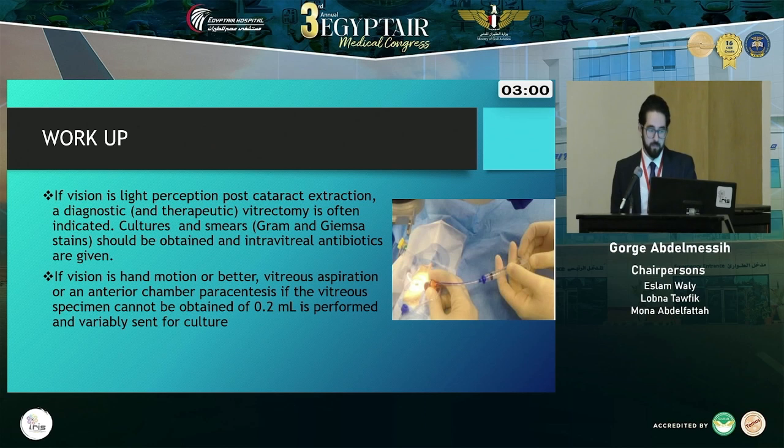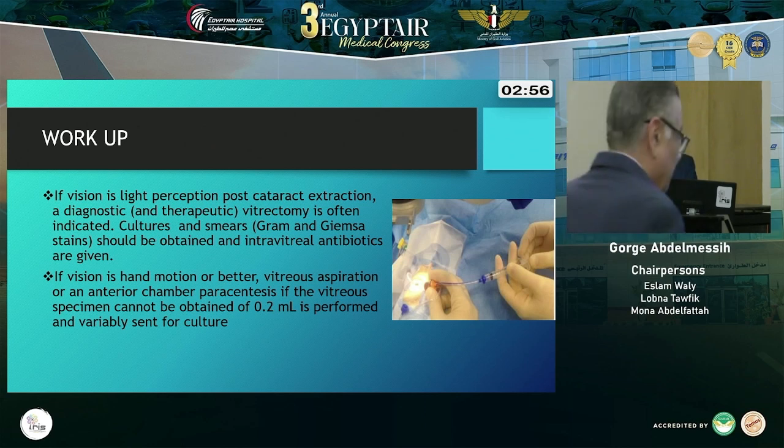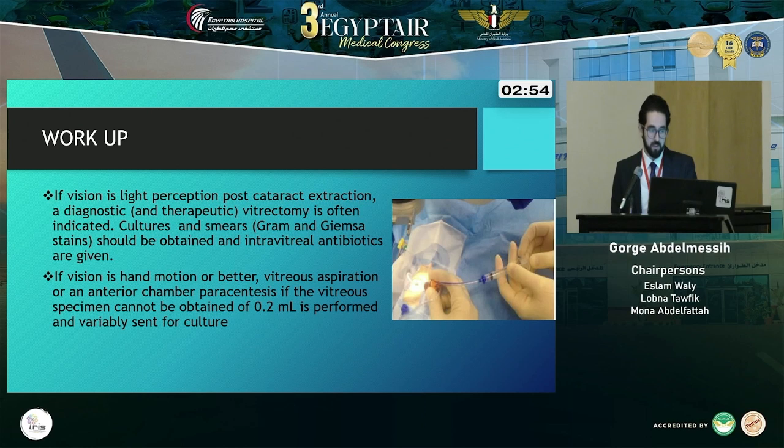If vision is light perception post-cataract extraction, a diagnostic and probably therapeutic vitrectomy is often indicated. Cultures and smears should be obtained and intravitreal antibiotics are given. If vision is hand motion or better, vitreous aspiration, or an anterior chamber paracentesis if the vitreous specimen can't be obtained, is performed and variably sent for culture.